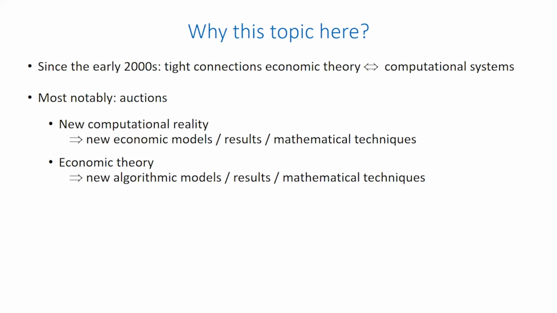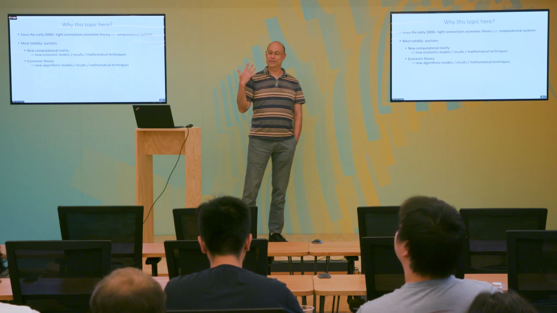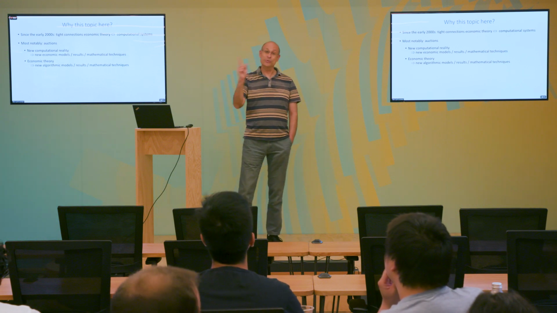Since the early 2000s, we have seen many tight connections between economic theory and the new computational reality that has evolved so significantly in the past 2 decades. Most notably, we have seen these connections through auctions and auction theory. So it was a two-way connection, not one thing influencing another, but actually a relationship, where one object influences the other.